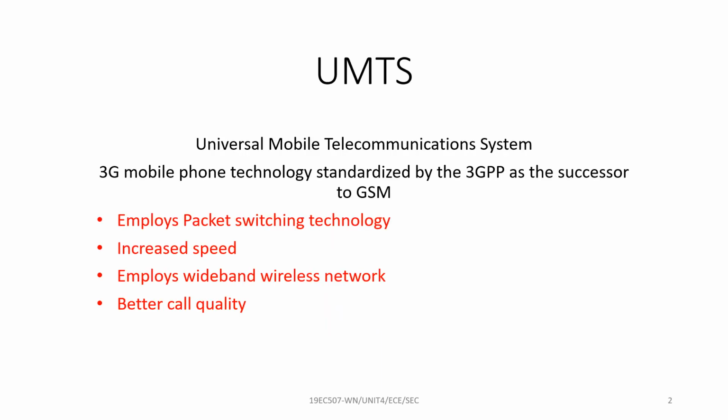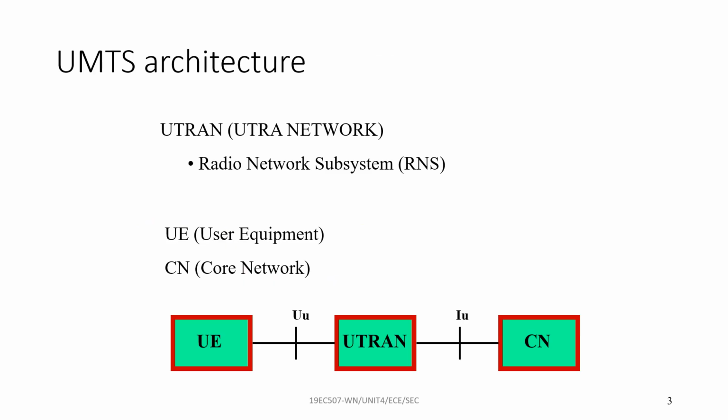So this summarizes the main features of UMTS, which employs packet switching, increased speed, and deploys a wideband wireless network, which helps us to provide better call quality. And this is an overview of UMTS architecture, where it makes use of a new radio network access or radio network subsystem, RNS. You have UTRAN, the UTRA network. And there are two interfaces which help us to communicate between the core network and the user equipment, Iu as well as Uu.